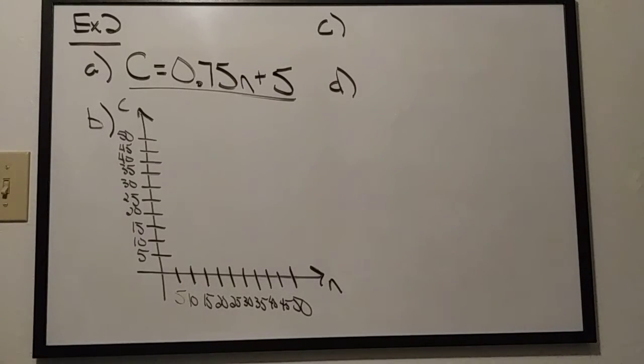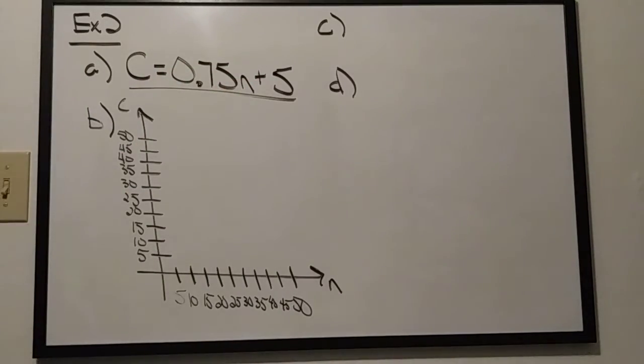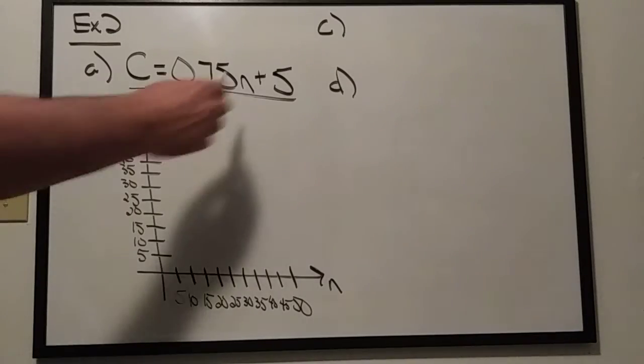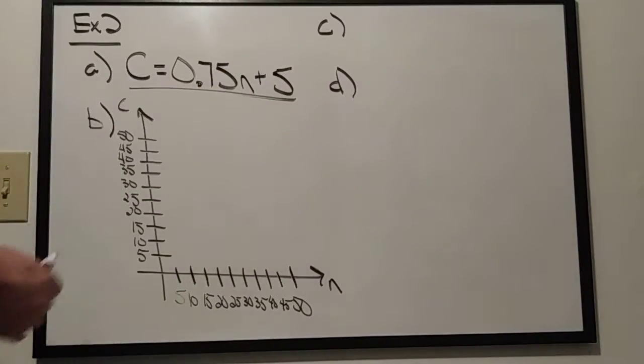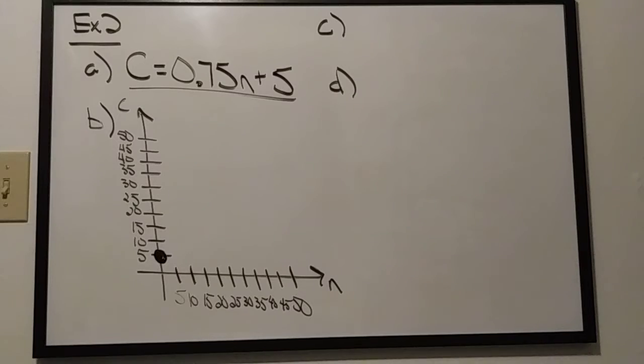So first off, C equals 0.75n plus 5 is in slope-intercept form. And because it's in slope-intercept form, this 5 at the end is my b value. And that's going to tell me the y-intercept of my line. Well, my y-intercept is going to be the 0.05. So I'm going to go ahead and plot that 0.05 on my Cartesian coordinate system.